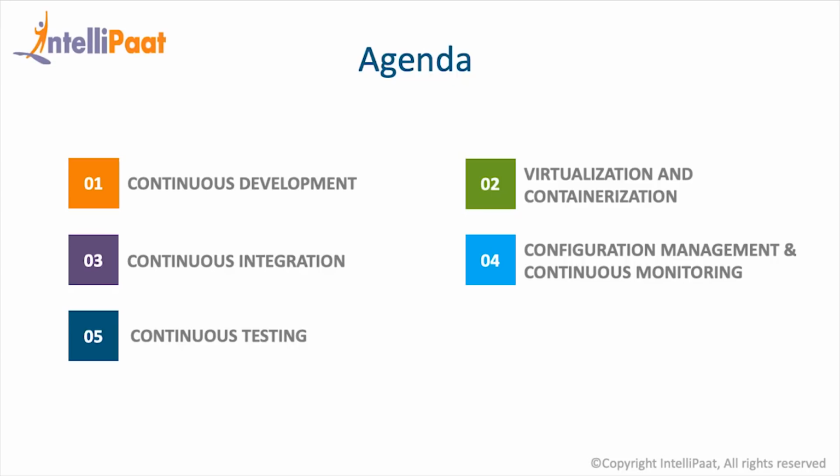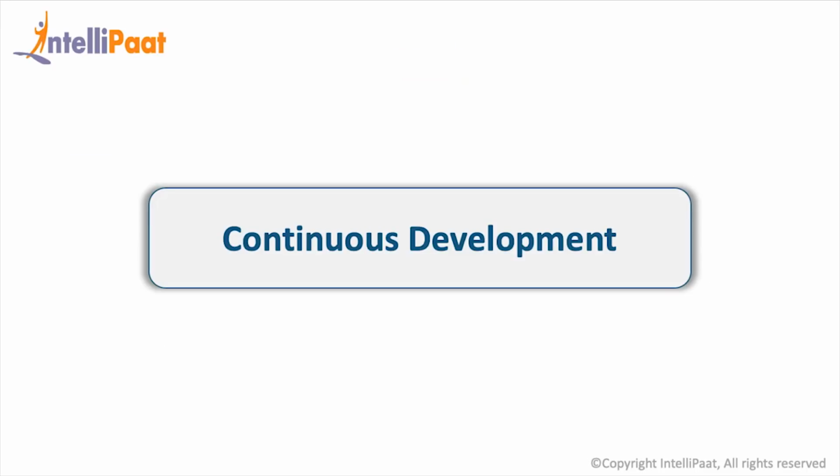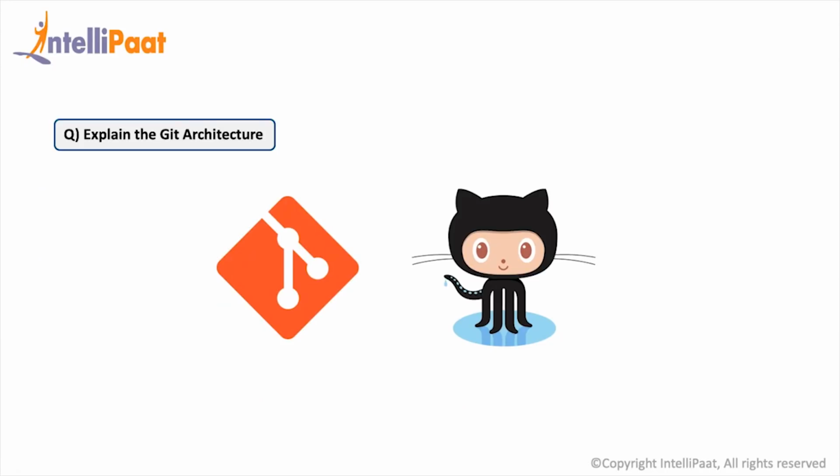Those domains are continuous development, then we have virtualization and containerization, continuous integration, configuration management and continuous monitoring, and then in the end we have continuous testing. So we're going to follow this sequence while we are discussing the questions, right? Let's start with the first domain, which is continuous development. Our first question asks us, can we explain the Git architecture?